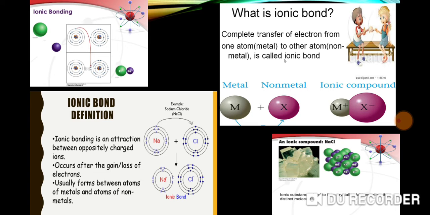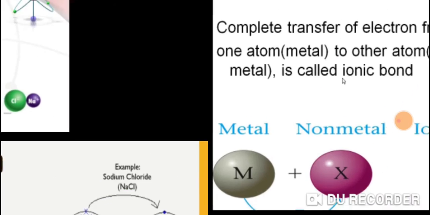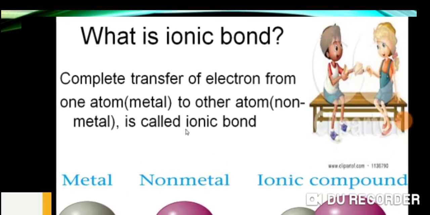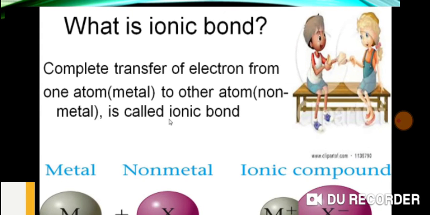So, there are two types of bonds: ionic bond and covalent bond. Major two kinds of chemical bonding in chemistry. Ionic bonding. Ionic bonding is a type of bond in which a complete transfer of electrons from one atom to another atom takes place and the two substances join together.